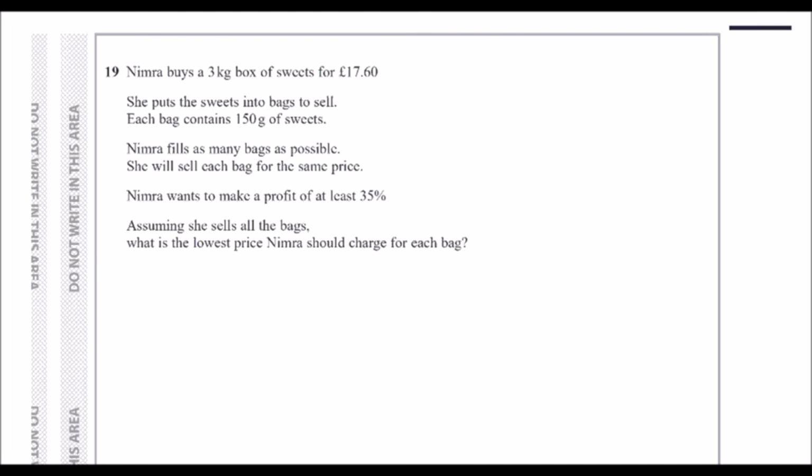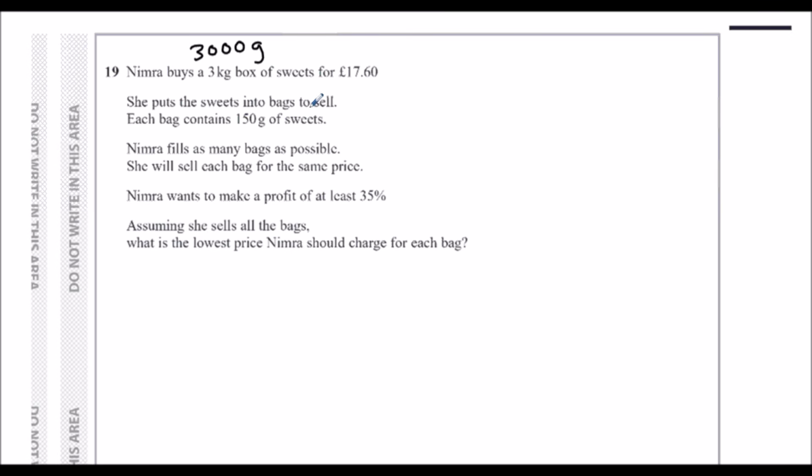Question 19. Nimra buys a 3 kilogram box of sweets for £17.60. She puts the sweets into bags to sell. Each bag contains 150 grams of sweets. So we've got grams and kilograms. I'm just going to say 3 kilograms can be 3,000 grams. So we're going to fill as many bags as possible, sell each bag for the same price, and Nimra wants to make a profit of at least 35%. Assuming she sells all the bags, what's the lowest price she can charge?